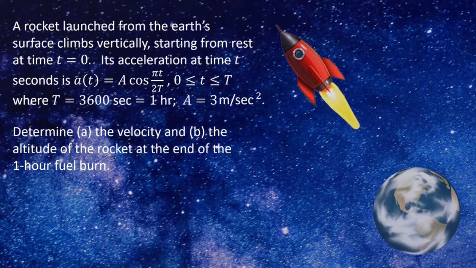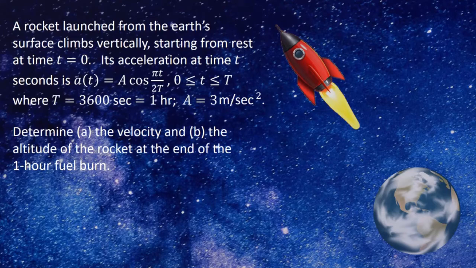A lot of our early examples involve distance, time, velocity, and so on. Here's a good one. A rocket launched from the Earth's surface climbs vertically, starting from rest at time t equals 0. Its acceleration at time t seconds is this formula: a of t is a times cosine of pi t over 2T, over the time interval from 0 to capital T.